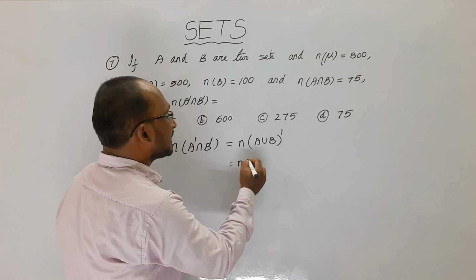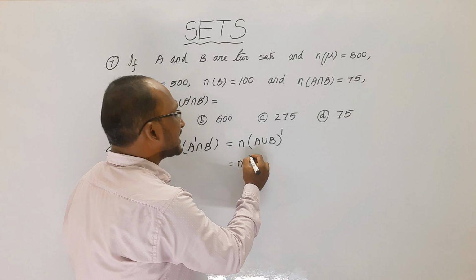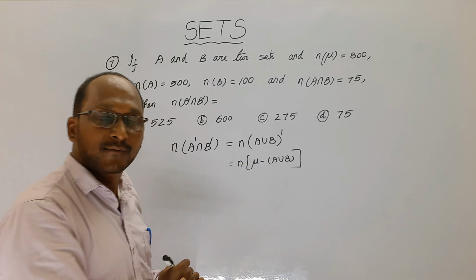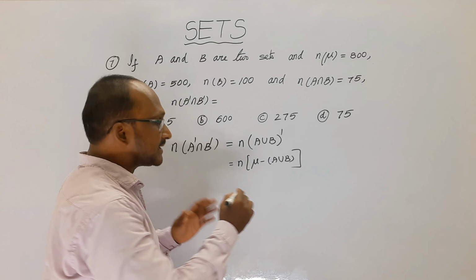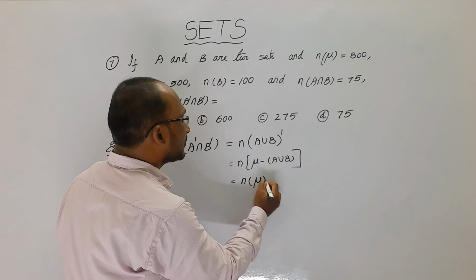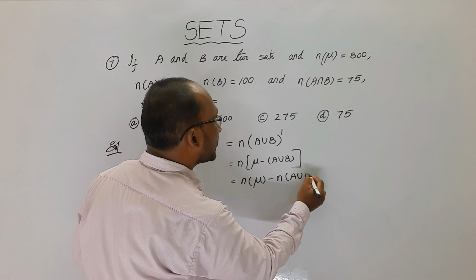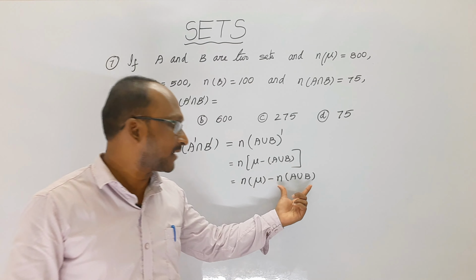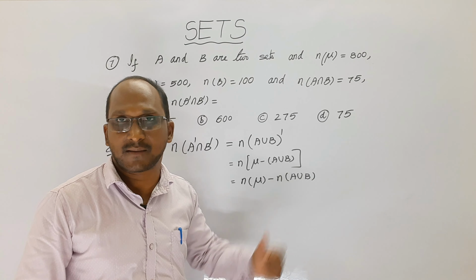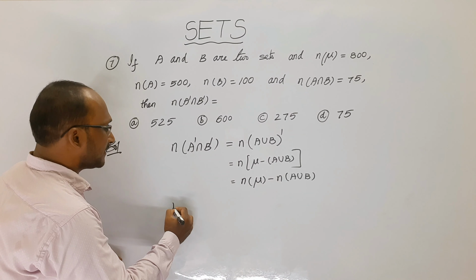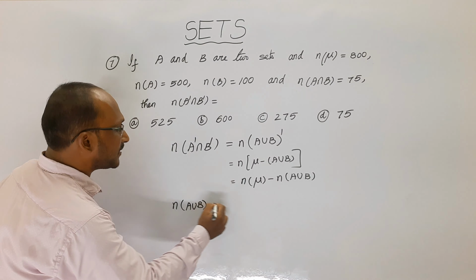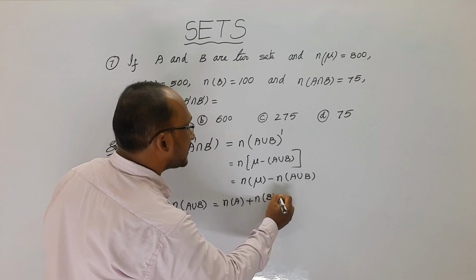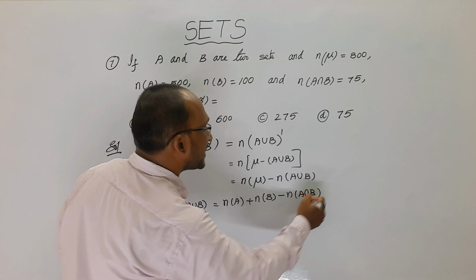But A union B whole complement can be written as mu minus of A union B. It can be written as n of mu minus n of A union B. N of mu is given in the question itself. Now we have to calculate the cardinal number of the set A union B. But we know the formula for the cardinal number of the set A union B, that is n of A plus n of B minus n of A intersection B.